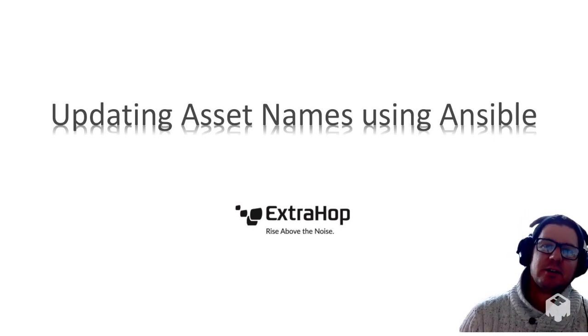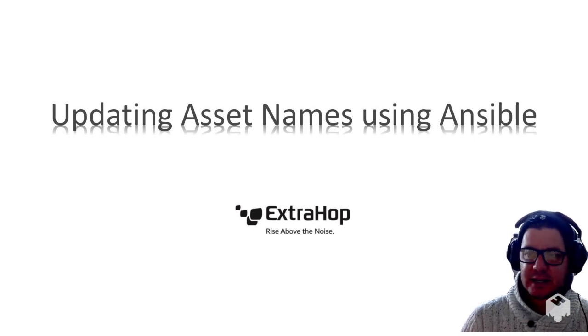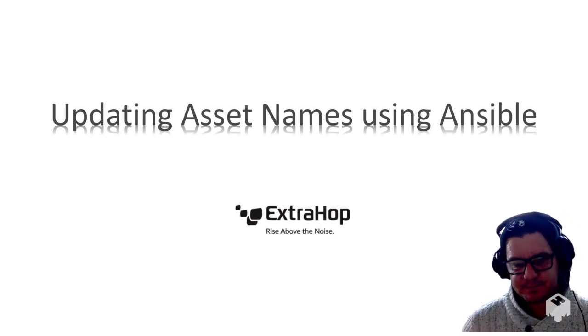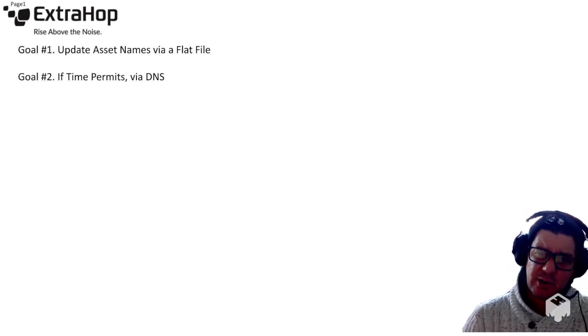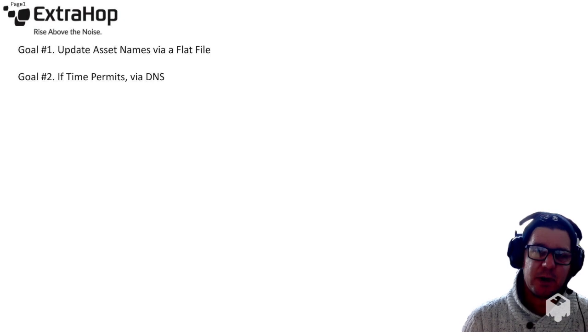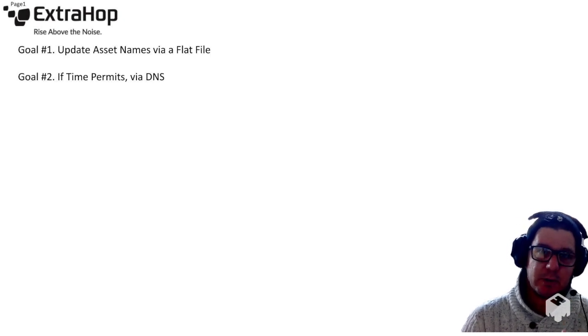Today, I'm going to quickly go over how to update the asset names using Ansible in ExtraHop. And when I say Ansible, I mean just leveraging the API using our friendly tool, Ansible. So what's the goal? By the end of this, we're going to update asset names via a flat file. You'll see what I mean by that.